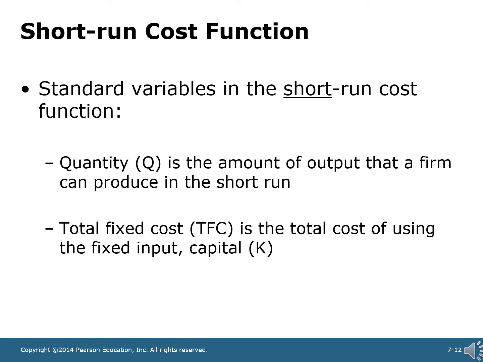All right, so let's start to build our model for the short-run cost function. The first variable we have is quantity. We're going to abbreviate that with the letter Q. The quantity is the amount of output that a firm can produce in the short run. Sometimes we'll also use total product for this. Next is total fixed cost, abbreviated TFC. This is the total cost of using the fixed input, capital. Again, this is not going to change at any point in the short run.